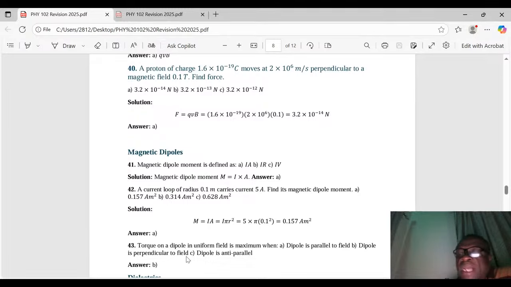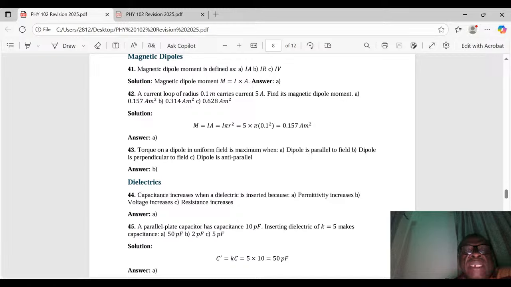So let's look at the magnetic dipole. Magnetic dipole moment is defined as A, 1 ampere, B, 1 IR, and C, IV. The magnetic dipole is M equal to I times A, and A is the correct answer.